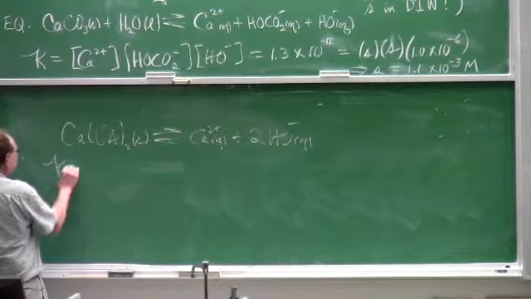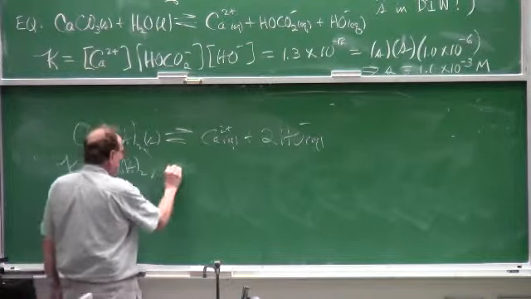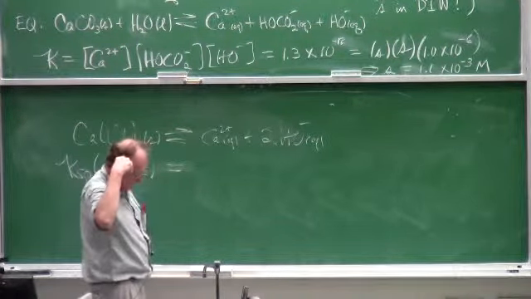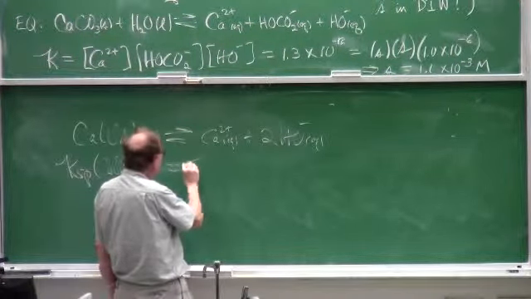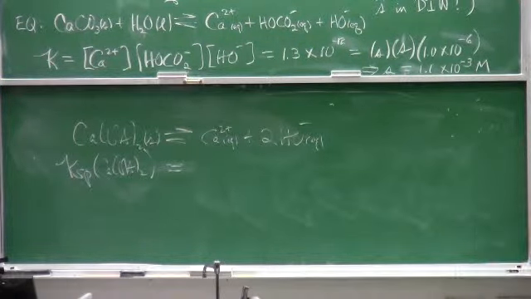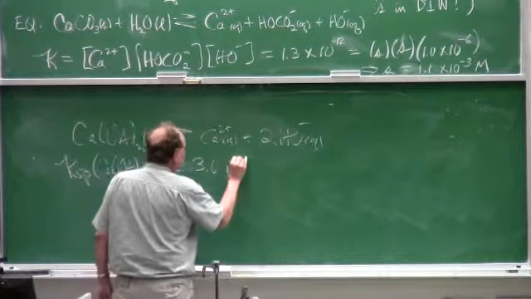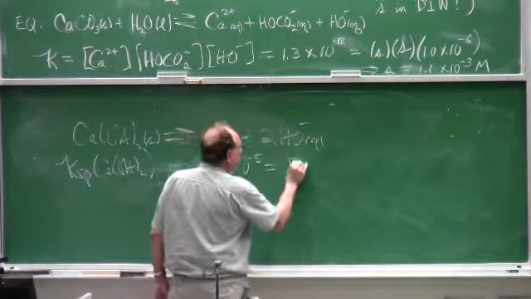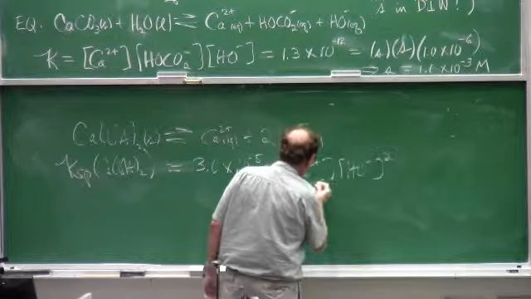So, KSP, calcium hydroxide, is from memory, something times 10 to the minus 5, 3.0. That's it. Let's see. Where did I write you down? Here someplace. There it is. Okay, so far?